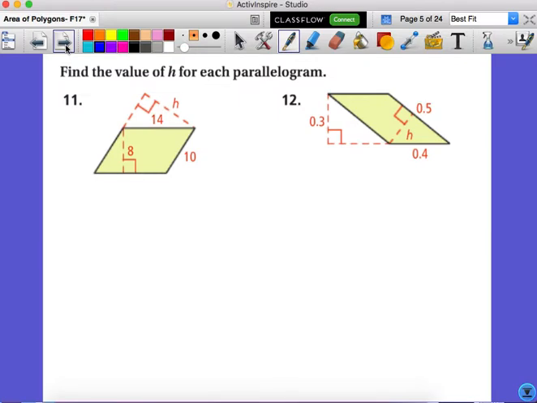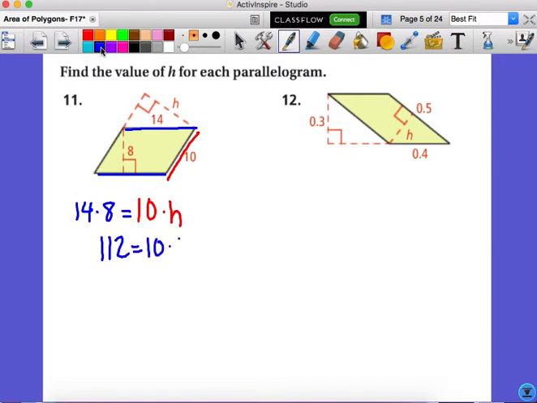We're going to do a similar process here. I know if this length is 14, this is as well. So 14 times 8 is my area. If I think about that flipped the other way, my base is 10 and my height is unknown. So 14 times 8 equals 112. So dividing by 10, 11.2 is that value of H. Try this last one on your own, then come back to check.